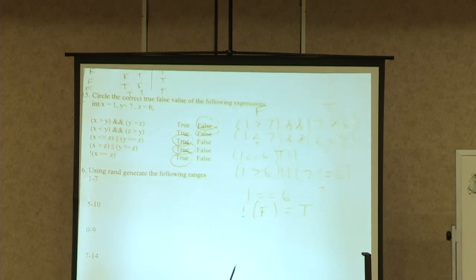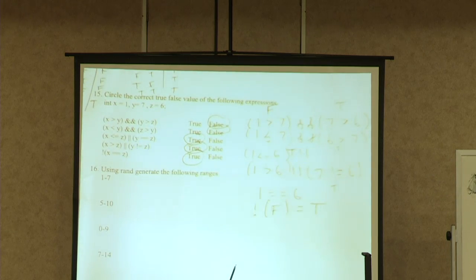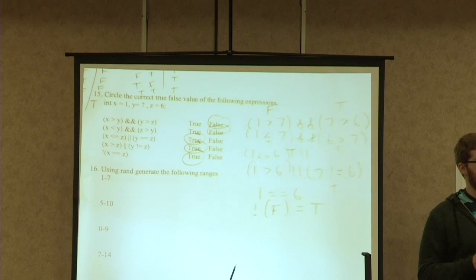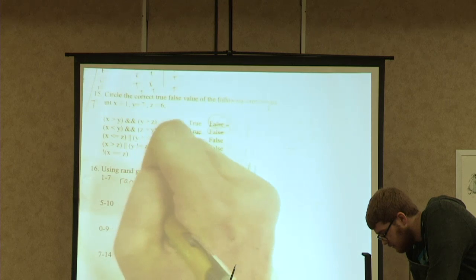Okay, next part of the sheet is random numbers. This is just like one of them ones in your lectures. Just write me the rand that generates those ranges. So anyone know how to generate the range from 1 to 7 using rand? I think so. I'm not sure, but I think it's rand parentheses 6 close parentheses plus 1. Correct.